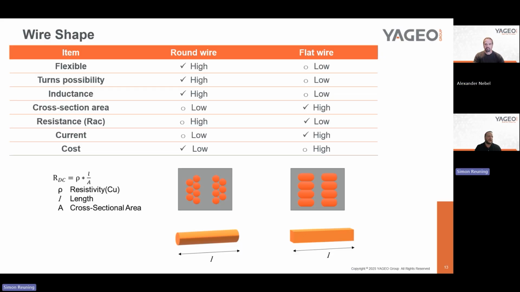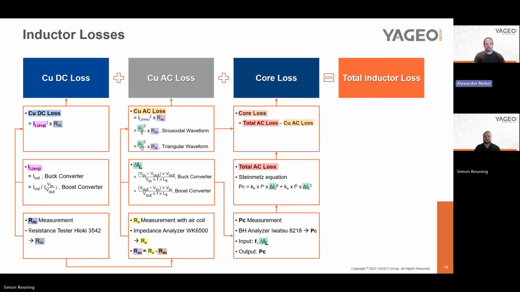Now, when we start looking at inductors in general, a big factor is, of course, going to be the losses. Can you tell us about the inductor losses and how all that comes together? Yeah, the losses are the most important factor about an inductor. The total inductor loss is a sum of the copper DC losses, the copper AC losses, and the core losses. And in total, you see all losses here on this slide.